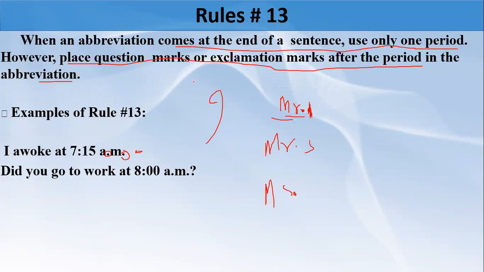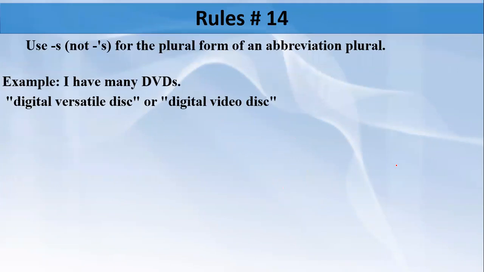Now, if there is a question or an exclamatory sentence, like, Where are you going, mister? or, Where are you going, miss? In this case, we need to put this dot to indicate the abbreviation as well as the question mark, so both punctuation marks should be there. If there is an exclamatory sentence, then after the dot of the abbreviation, we have to write the exclamation mark as well. Clear? So this is rule number 13.